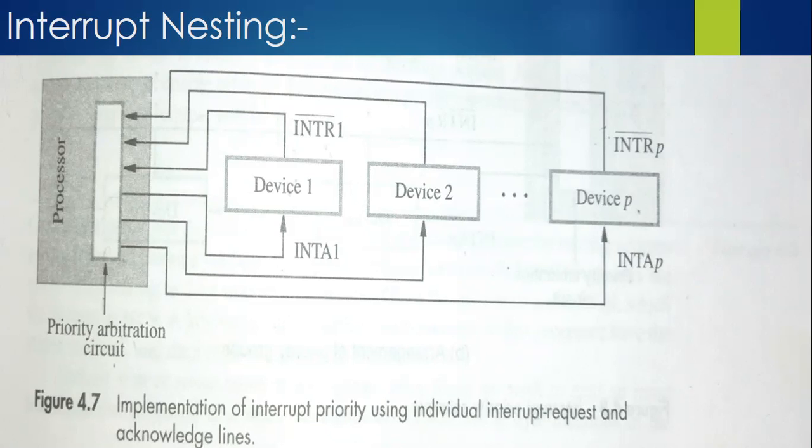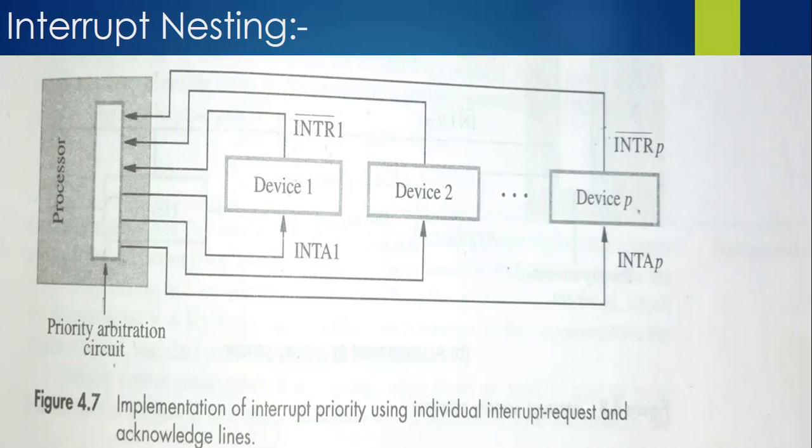So this process we call interrupt nesting. Fine. In this particular figure, just observe, we have the processor, and after the processor we have a white column, which we name the priority arbitration circuit. It will be working based on the priority of the devices. In the priority arbitration circuit, we will have a chart of the priority of the devices. Remember, we'll have a chart of the priority of the devices.